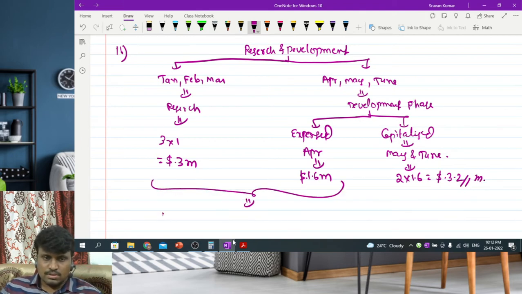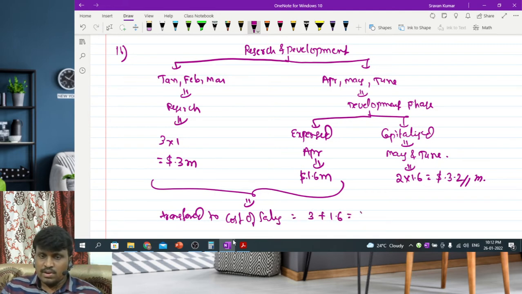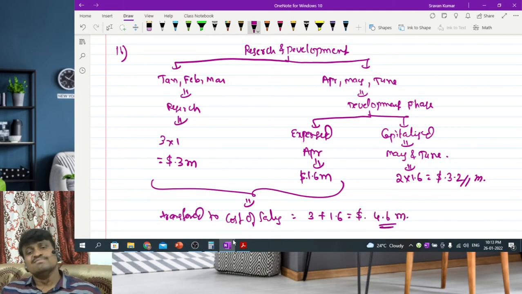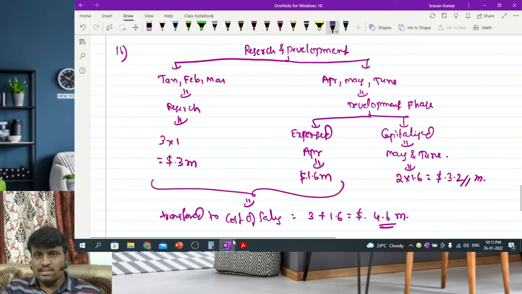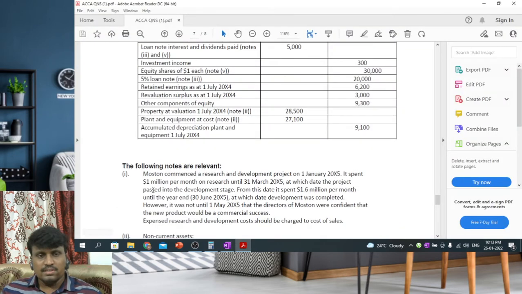Transferred to cost of sales, equal to 3 plus 1.6 equals $4.6 million. And this amount we have to show in the profit and loss statement, and the 3.2 million we are going to capitalize. Clear? This is the first one. I hope you understand the first point.